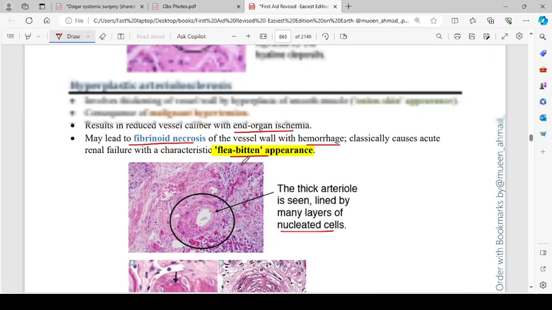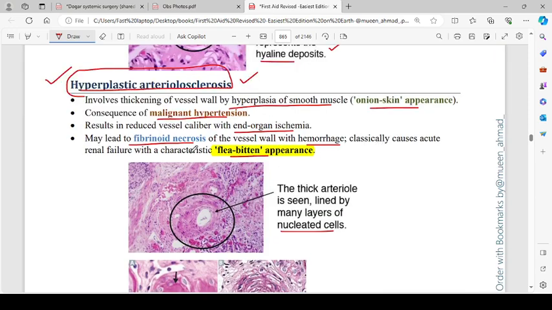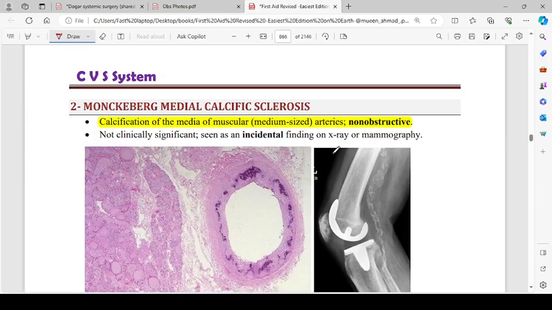What is flea-bitten appearance, by the way? Classically causes acute renal failure with a characteristic flea-bitten appearance. It is something that is happening in the kidneys, which is not depicted in these pictures, but there is a flea-bitten appearance. Okay. Then we have Mönckeberg medial calcification.